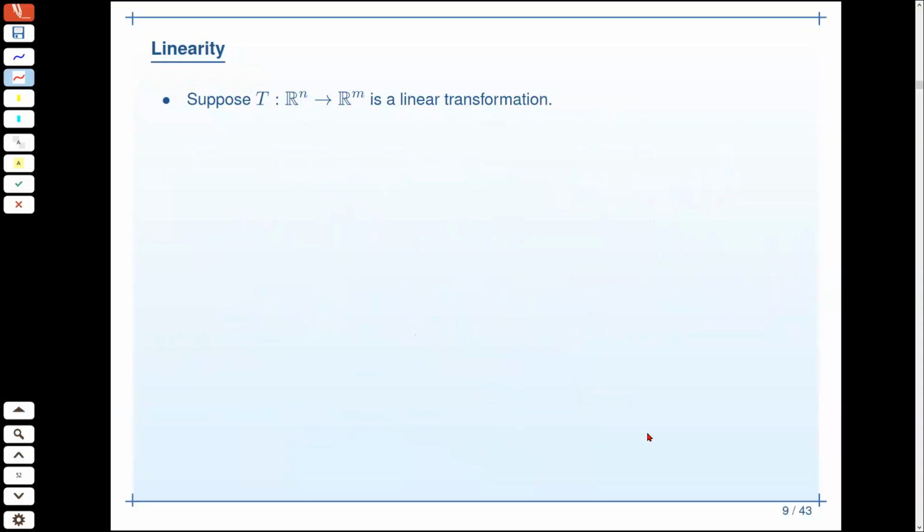Okay, now let's see the property. Just now is a very simple case. You want to show that some mapping is a linear transformation. But how do you show that a mapping is not a linear transformation?